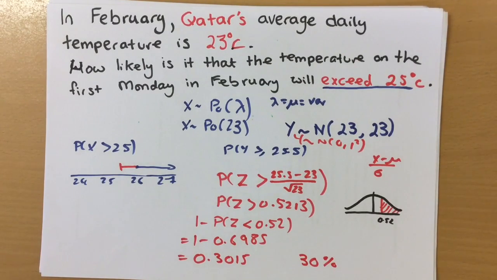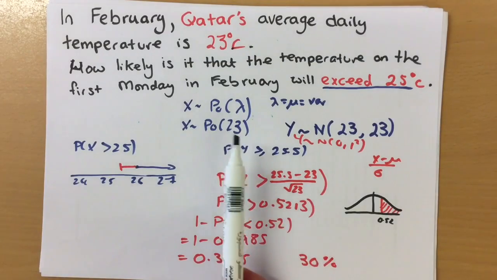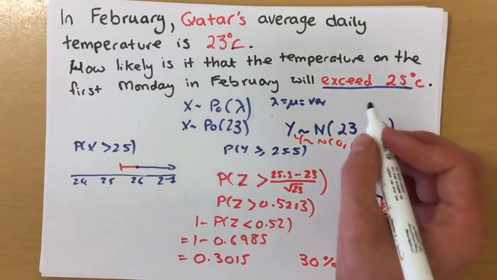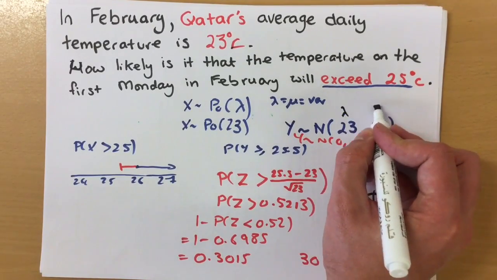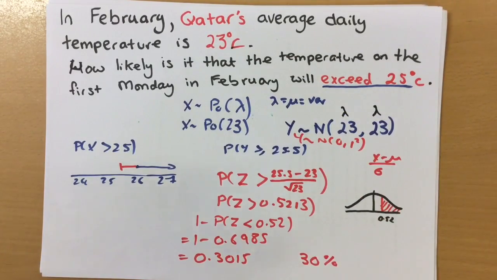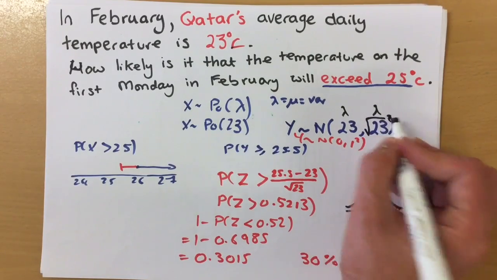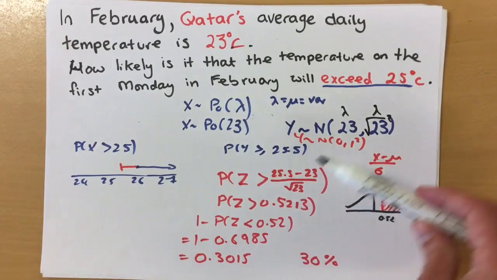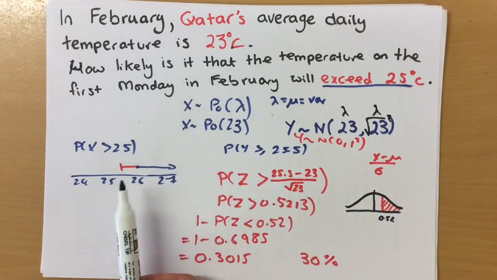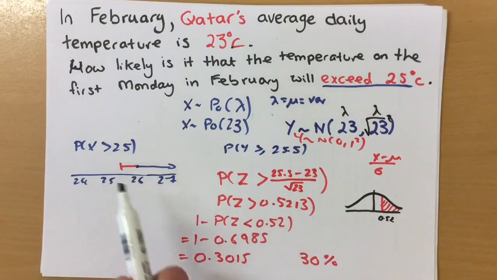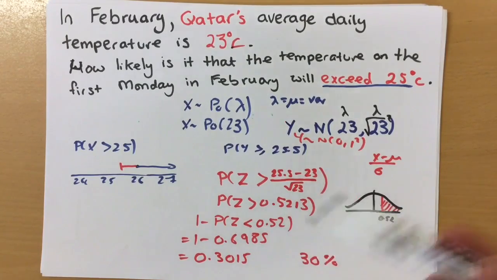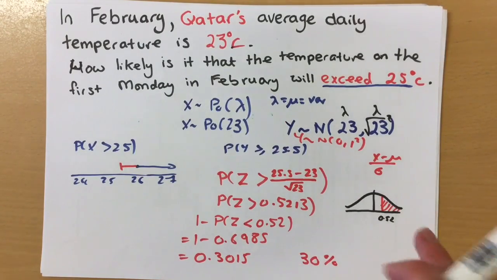So all you need to really remember is that for the Poisson, the lambda is the mean and it's the variance. So you could write this as root 23 squared if you preferred. And then it's exactly the same as before. Don't forget the correction. Common mistake is to forget the correction, and make sure you always draw yourself a little diagram. Even if it looks easy, just get the habit of doing that so you don't make any little silly mistakes.